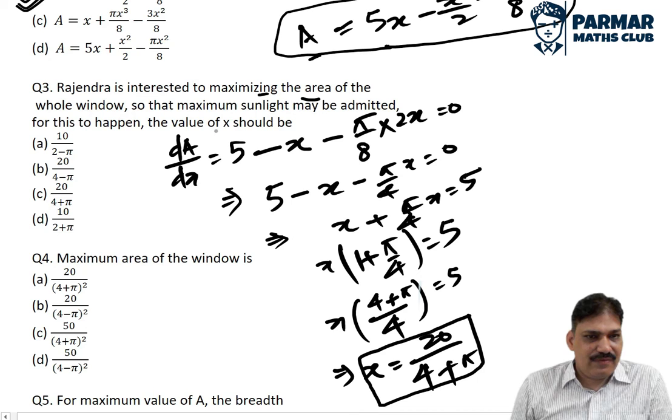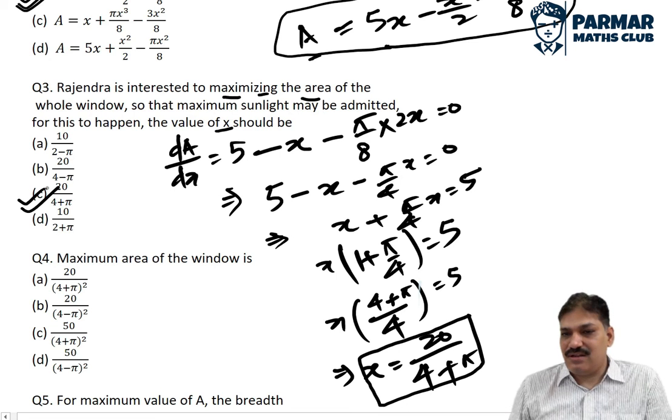What will be the value of x for maximum area? 20 upon 4 plus pi. Option C is the correct answer.